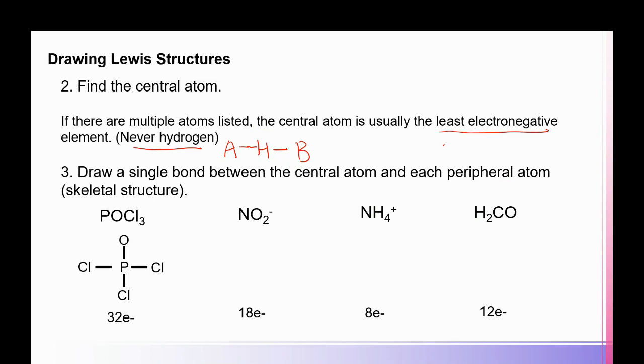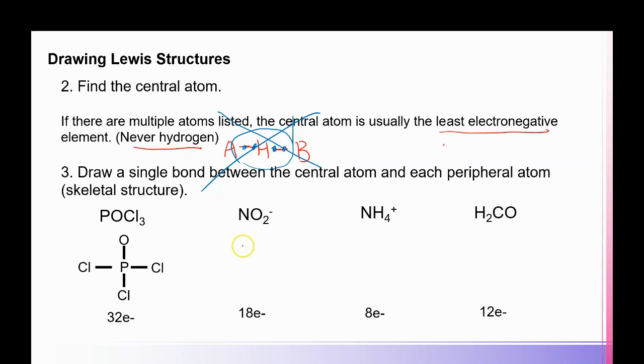Alright, so now I'm going to change the color. If you view each bond as 2 electrons, you can see there are already 4 electrons surrounding this hydrogen. That's why this is not okay, because hydrogen has a maximum of 2. That's why hydrogen is always at the end.